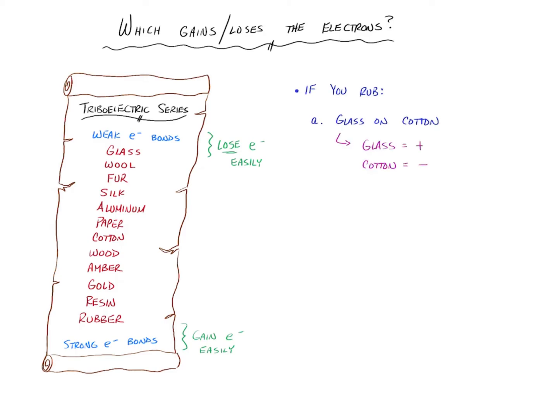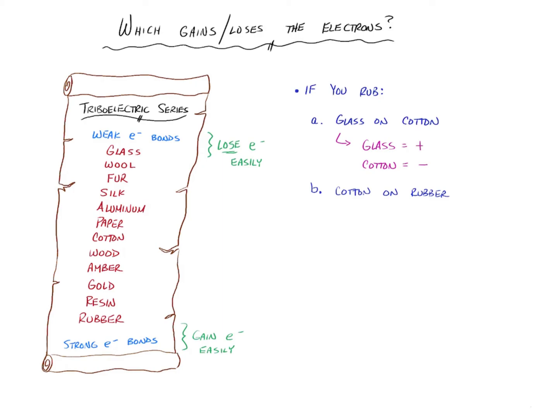So the glass will become positive, it's going to lose its electrons, and the cotton is going to take those electrons because it forms stronger bonds with those electrons. So it all depends relatively where on this list they fall. In the second case, we'll look at cotton again, but not cotton on glass. Now we're going to look at cotton on rubber.